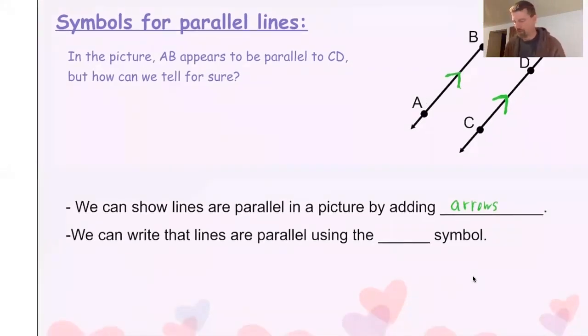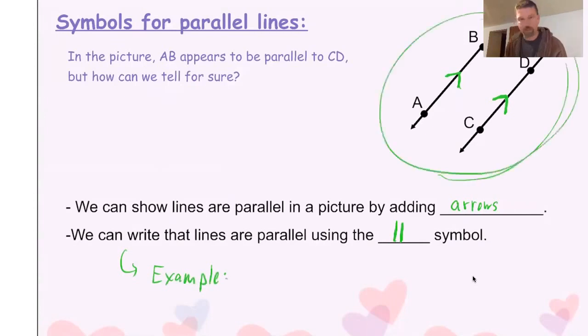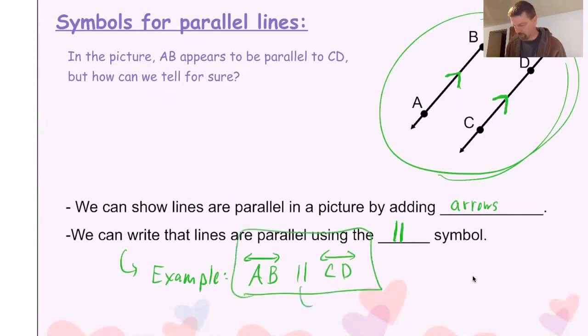We can write that lines are parallel using this symbol, the parallel symbol. It's two straight up and down marks, and it's two straight up and down marks because those will never intersect. So an example of this, let's say I wanted to say these two lines are parallel. One of the lines is AB, so let's say line AB with that line symbol over the top, right, showing it's a line, is parallel to line CD, just like that. Using that symbol means parallel.